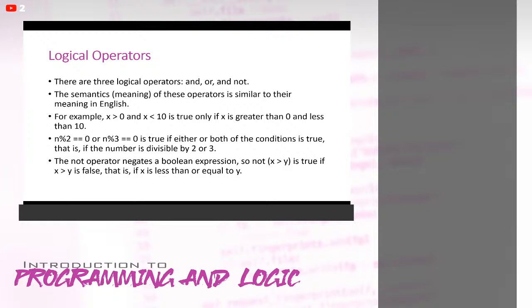So in this case with our and, both conditions must be true. If I use or, well, it's one or the other. So either condition can be true. And if I use not, well, not negates a Boolean expression. So if I say not x greater than y, that means that y is greater than x to evaluate for true. And so these are things that we need.